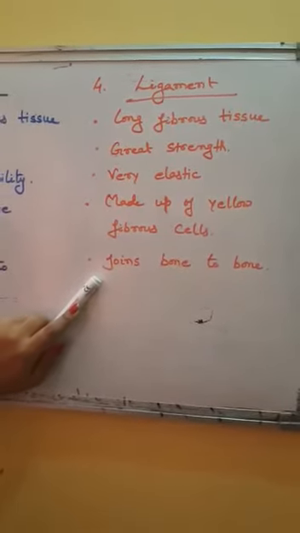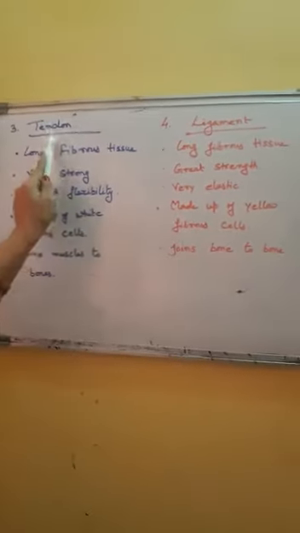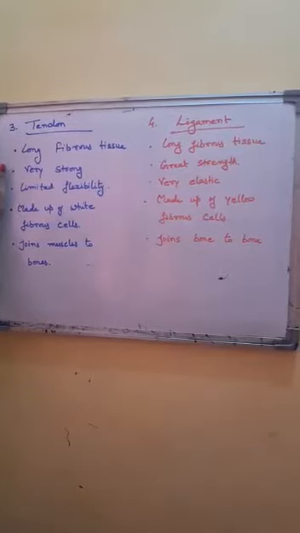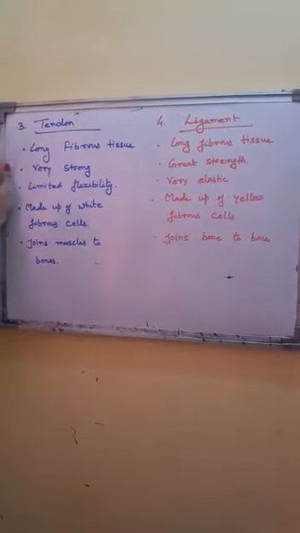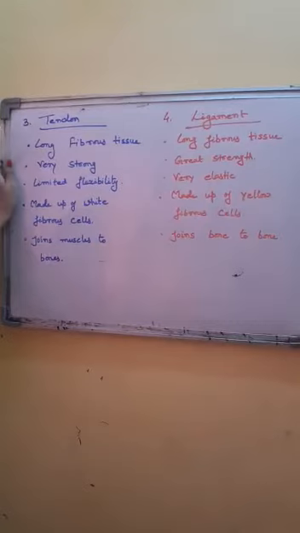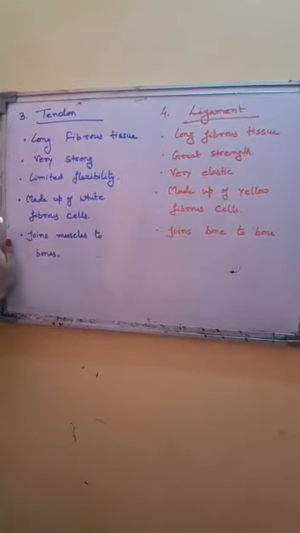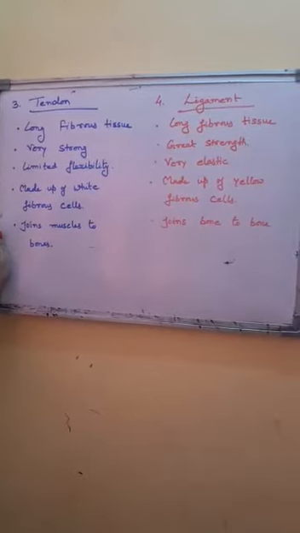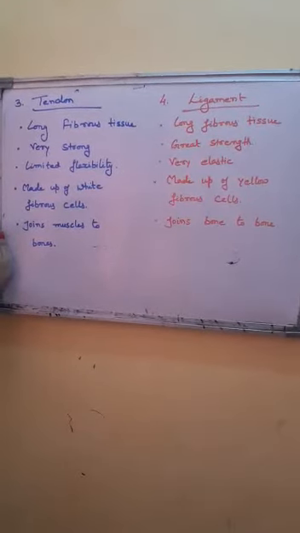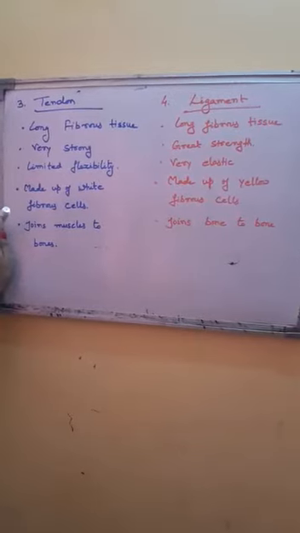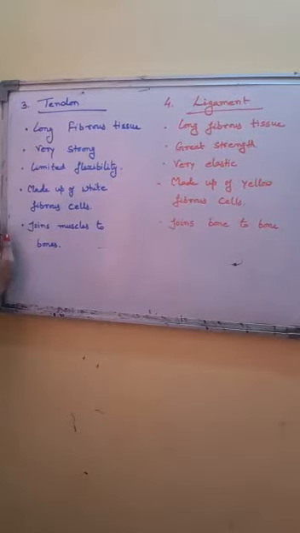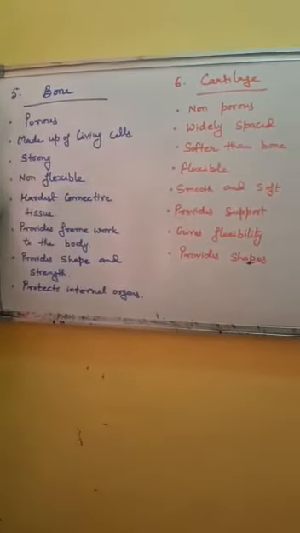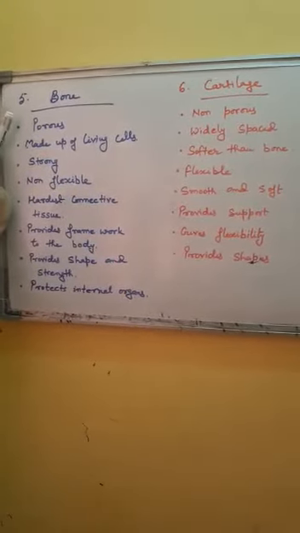So the next two connective tissues are tendon and ligament. Both are thread-like structures. Tendon, being very strong and non-flexible, made up of white cells, joins muscle to bone. On the other hand, ligaments are tissues with great strength and high elasticity, made up of yellow cells, and connect bone to bone.